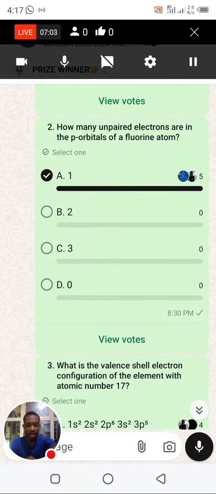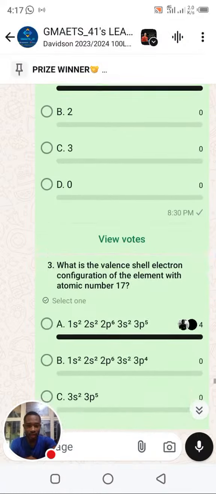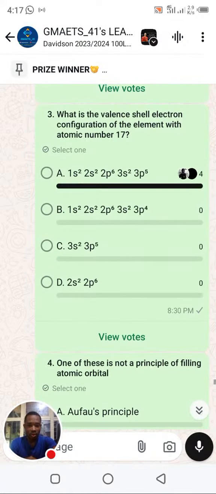Alright. So this takes us to question number 3. What is the valence shell electron configuration of the element with atomic number 17? This question, interesting. Sadly, all entries were incorrect. The entry provided, you can see option A being selected, but that's not the correct answer. That option A is the electronic configuration of chlorine with atomic number 17.